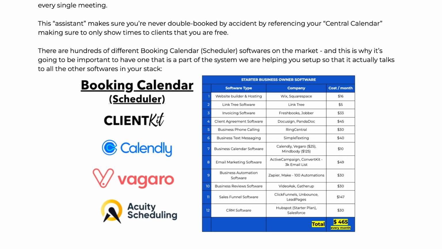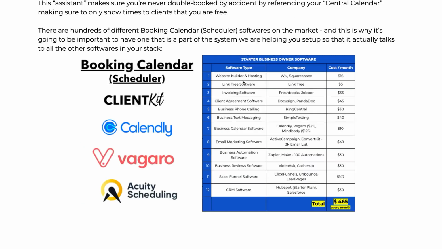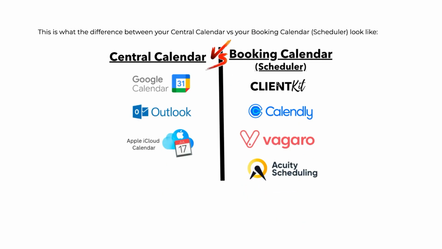For right now, I just want you to know that there are quite a few on the market. A lot of people are familiar with Calendly, Vagaro, right? Acuity Scheduling is another one. Whether that's Calendly, Vagaro, Mindbody, whatever, it is going to be one of those pieces of software in that starter software stack that we've been talking about. So this, ladies and gentlemen, is the difference between your central calendar versus your booking calendar or your scheduler, right? So you've got, let's say, your Google Calendar, or you've got your Client Kit. They serve two completely different functions, but they are both critical and both very important.